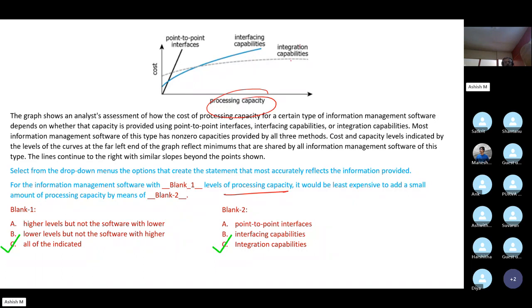So for information management software, basically there is an information management software that needs to run. Do you guys agree? And we have three options to provide that processing capacity for that information management software to run. So what it's basically saying is that if the information management software requires higher levels of processing capacity, in that case, which option would be the cheapest to provide a unit increase of processing capacity, and if the information management software needs a lower processing capacity, then which of these three options would be the cheapest?